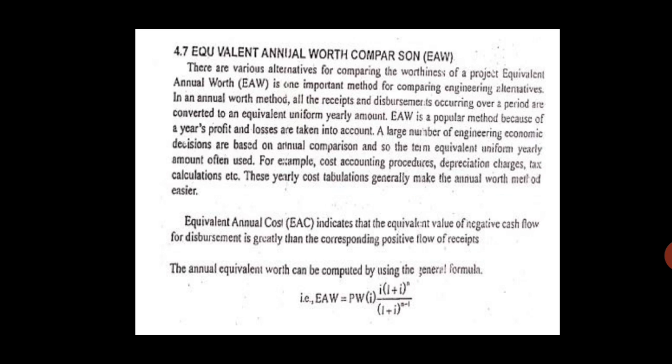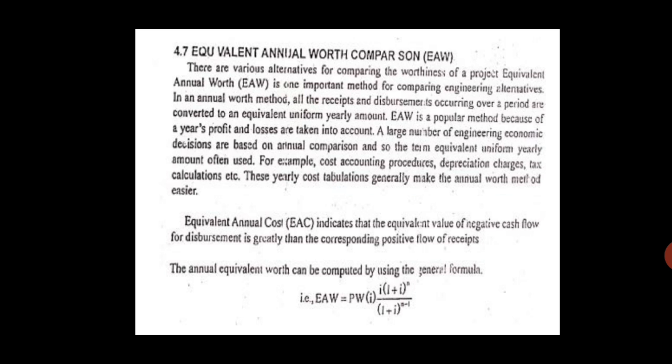In the annual worth method, all the receipts and disbursements occurring over a period are converted into an equivalent uniform yearly amount. So every year when you have a project, you get some revenues and you have to make some expenditures. Receipts and disbursements over the life of the project are converted into one equivalent uniform yearly amount. EAW is a popular method because each year's profits and losses are taken into account. So every year, what is the income or receipts, what is the disbursement, and what is the profit or the loss.